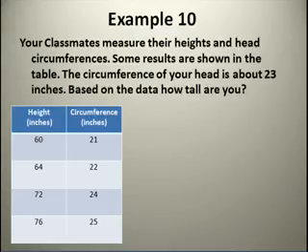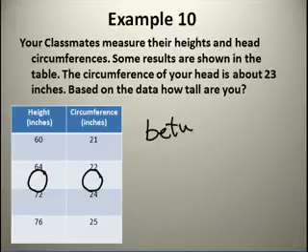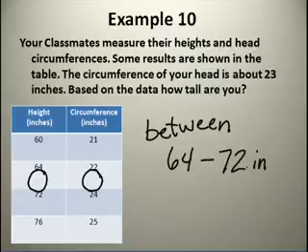Alright, so in example 10, you and your classmates are measuring your heights and head circumference. The results are in the table. And you're wondering if the circumference of your head is about 23 inches. Based on this data, how tall would you be? So 23 is in here between 22 and 24 inches. So your height should be over here between 64 inches and 72 inches. So you can just say that your answer is going to be between 64 to 72 inches. And it's not an exact science. We don't know the answer exactly, but it's going to be between those two.